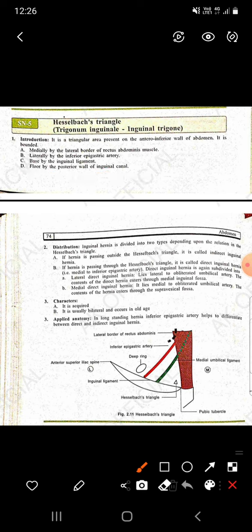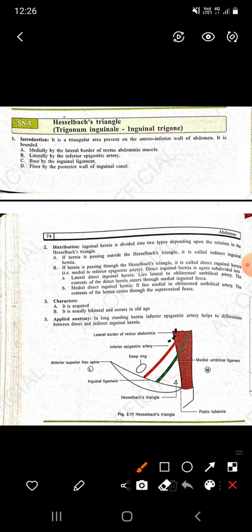Now, how is this Hesselbach's triangle used to classify hernia? Inguinal hernia is divided into two types depending upon Hesselbach's triangle. If the hernia is passing outside the Hesselbach's triangle, it is called indirect inguinal hernia. If the hernia is passing through the Hesselbach's triangle, it is called direct inguinal hernia.